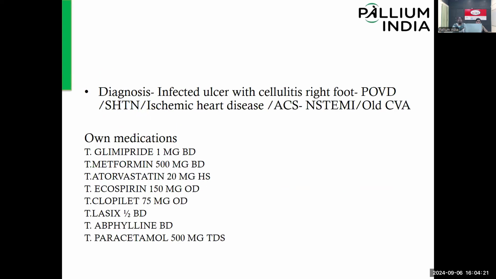The diagnosis is infected ulcer with cellulitis of the right foot, POVD, systemic hypertension, ischemic heart disease, ACS, NSTEMI, and history of old CVA. These are the medications he is taking: tab glimepiride 1 mg BD, metformin 500 mg BD, atorvastatin 20 mg HS, Ecosprin, and others. For the pain he is taking paracetamol 500 mg TDS.